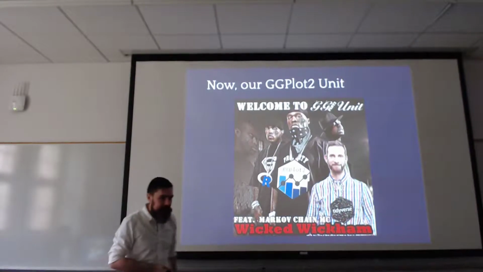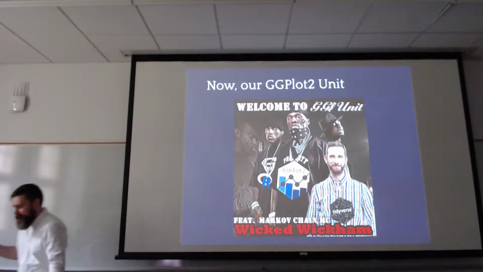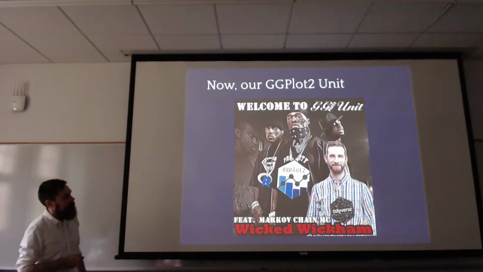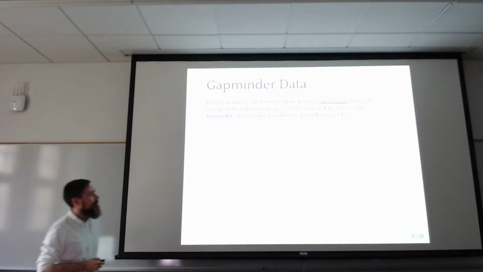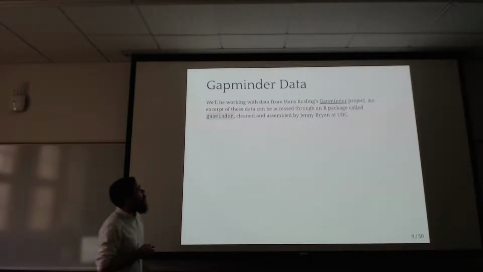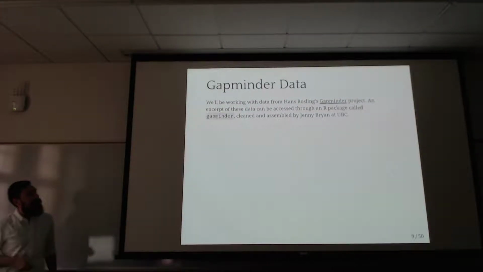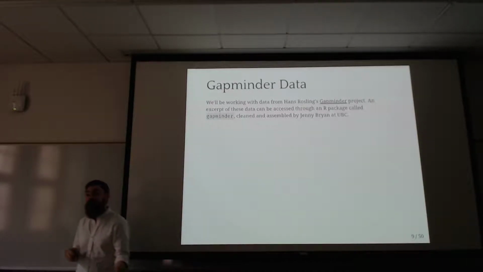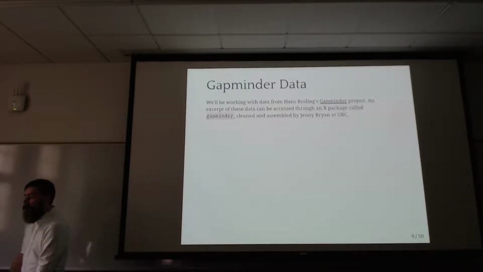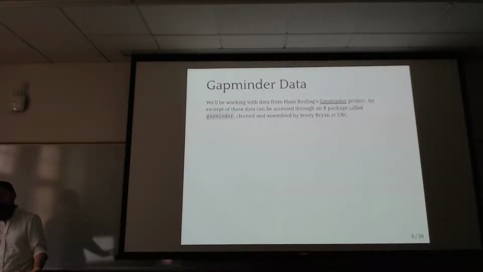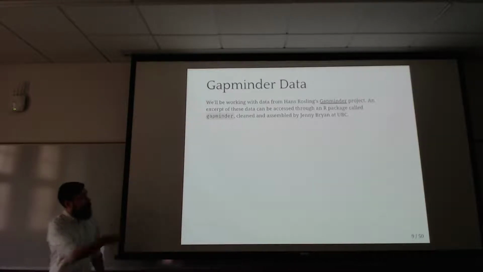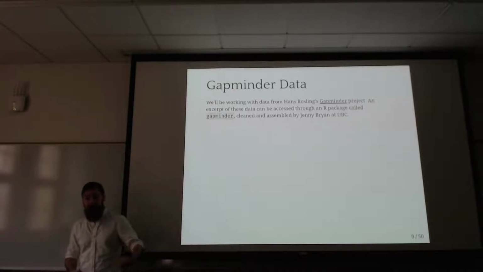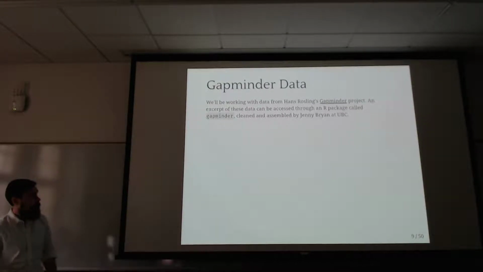Okay, now we can actually go on to our ggplot2 unit. So, we're going to work with the Gapminder data today. That's actually my favorite image if you're into RStudio memes. Anyway, the Gapminder data we're going to be working with today is from Hans Rosling's Gapminder project. It's a panel data set that's really useful for doing all sorts of visualization stuff. We can access these data through an R package called gapminder, which has been cleaned and assembled by Jenny Bryan at UBC. This class is, at this point, slightly based on Jenny Bryan's version of this class at UBC.